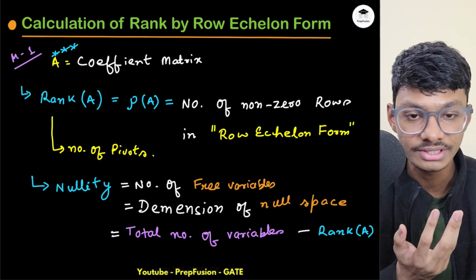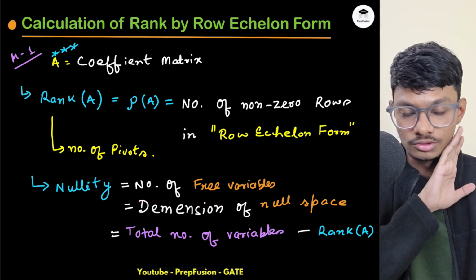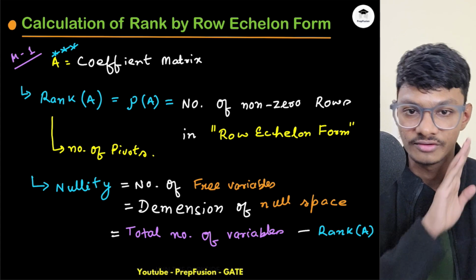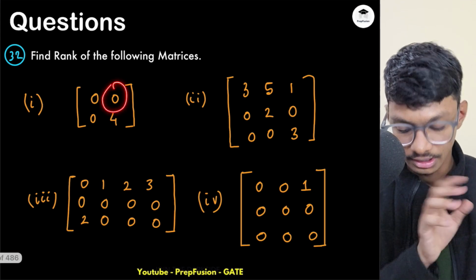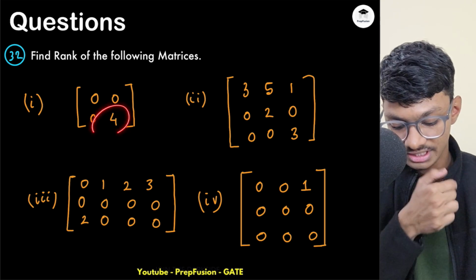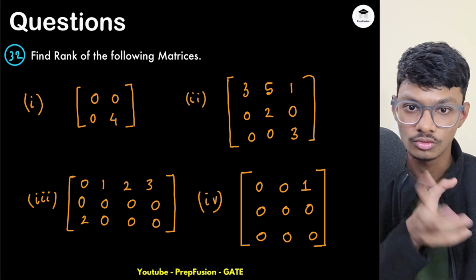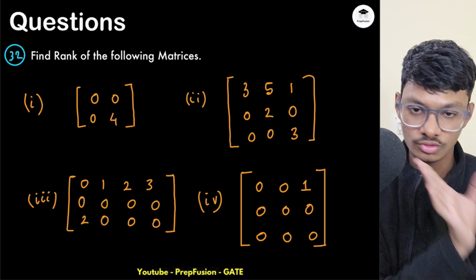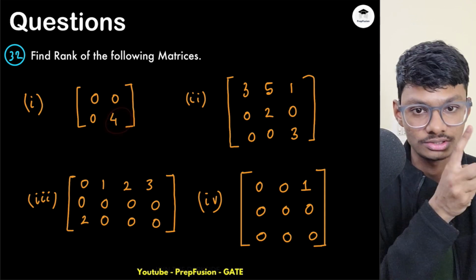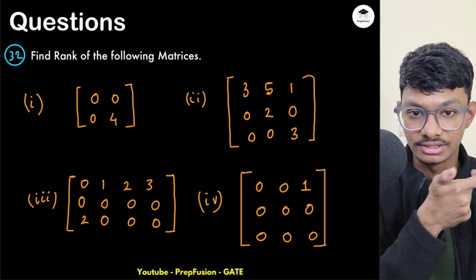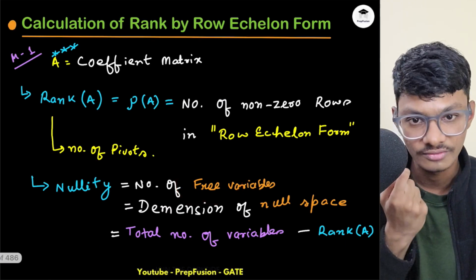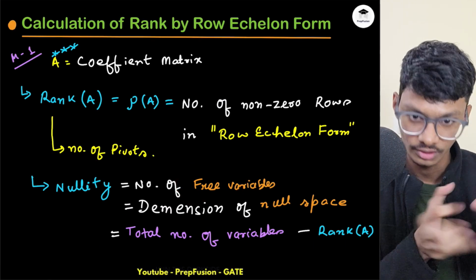What do free variables mean? Variables for which I am free to choose whatever values. That variable can be chosen as any value. So here x2 can be chosen as anything, but x1 depends on x2. So x1 is fixed according to x2, but x2 is free. That's why it is known as the number of free variables. We'll do examples, and from there we will understand this.